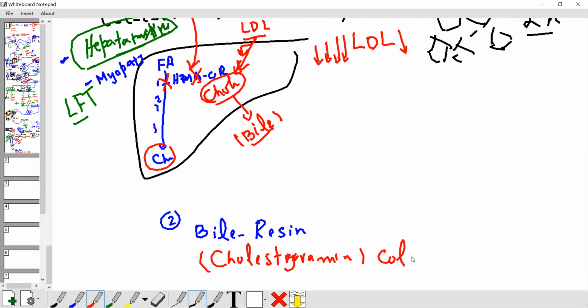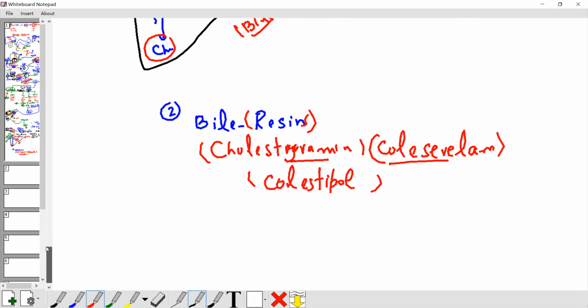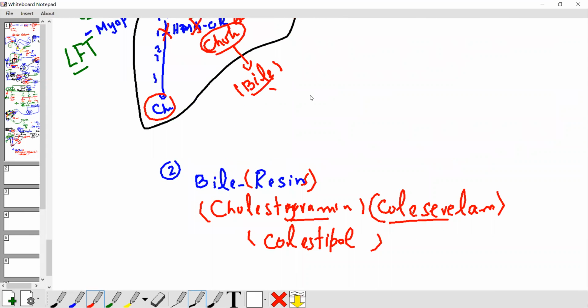Another one, polysivalam, and the last one, polystyrol. These are bile acid resins. What do resins mean? Bile acid resin. Okay, this bile enters where? It enters the GIT. After fat absorption, this bile goes back.